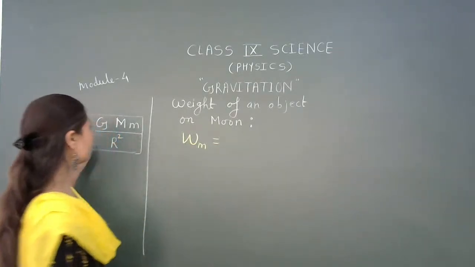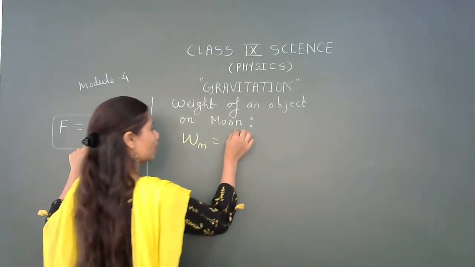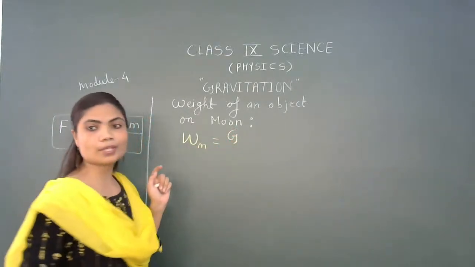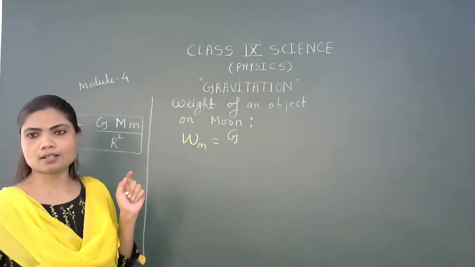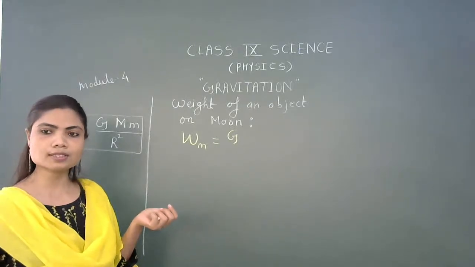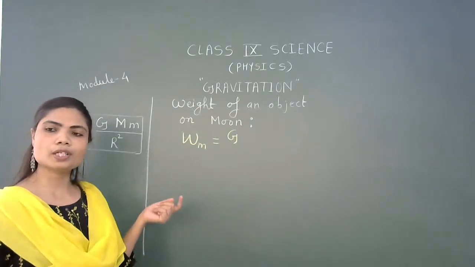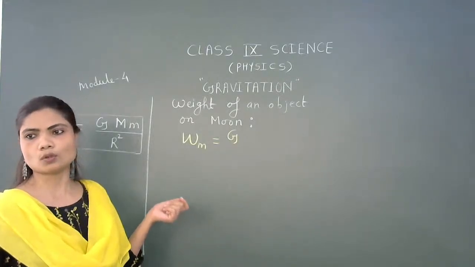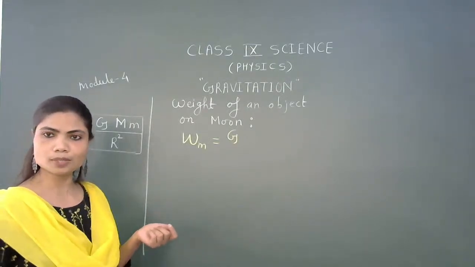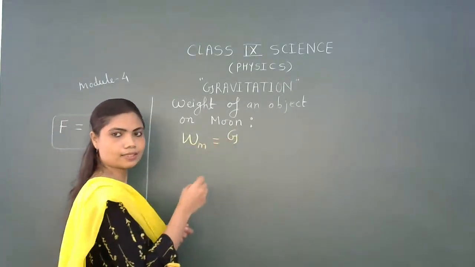Again, that gravitational force is equivalent to the term capital G. This will remain as it is, capital G, because it is a universal constant. It will not change anywhere. It will remain constant on Earth, on the moon, or even on another planet. So capital G will be as it is.